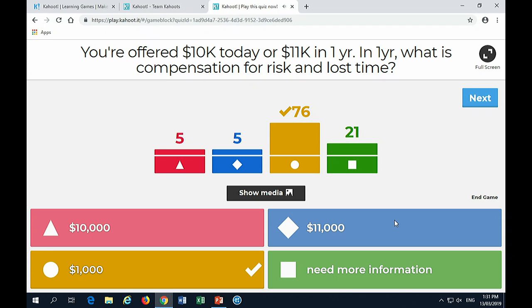So, I'm very happy that you are paying attention to what's happening, and the majority of you are giving me the right answer. So if you decide to go for the option of receiving $11,000 in 1 year, the compensation for you for waiting to get that money is the difference between what you were offered today versus what you're going to get 1 year from now. So the difference is $1,000, which is your compensation for waiting to get this $11,000.